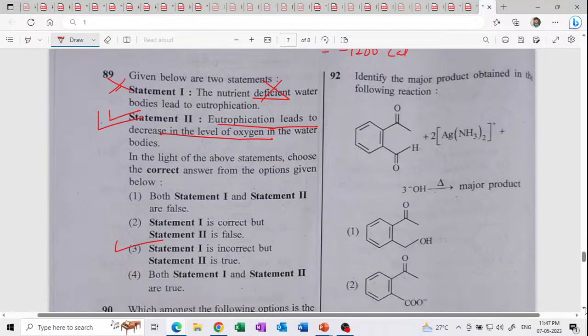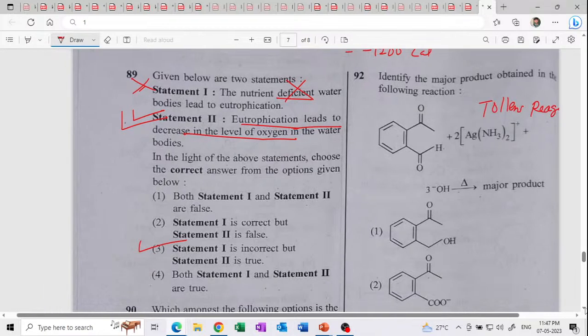Identify the major product in the following reaction. This is the Tollen's reagent. Tollen's reagent oxidizes the aldehyde to carboxylic acid. The conversion of the aldehyde will be into C double bond O minus. Only this group changes. So the second option is correct, and this is the ketone.